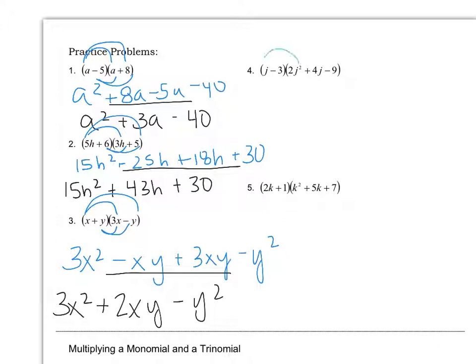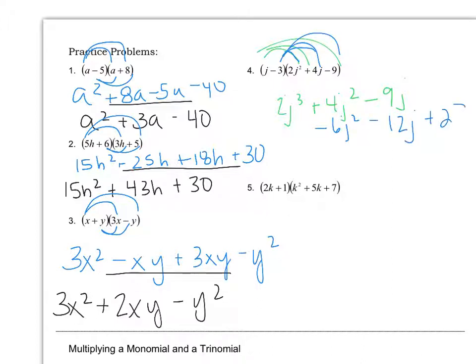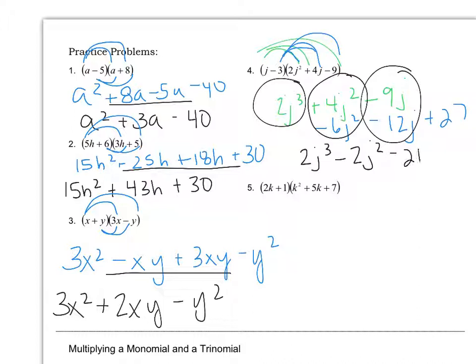Now this one I'm going to multiply the j by everything. I'm going to do that in green. So it's going to be 2j cubed plus 4j squared minus 9j. And then in blue I got negative 6j squared minus 12j and then plus 27. So when I add these together, I'm going to have my 2j cubed. Add these two and I get negative 2j squared. Add these two and I get negative 21j and then plus 27.